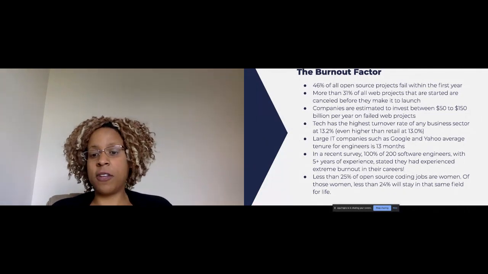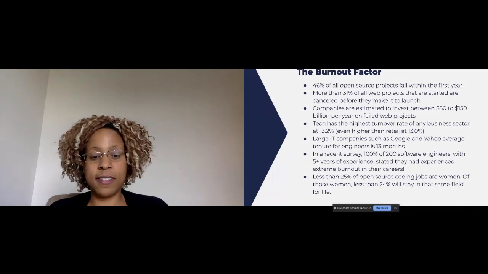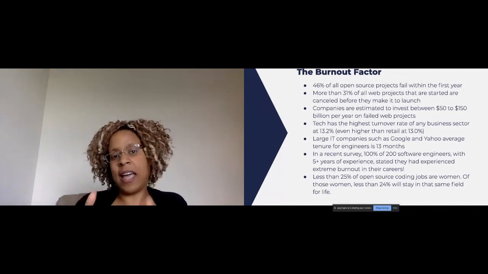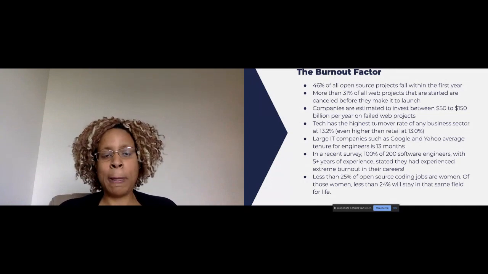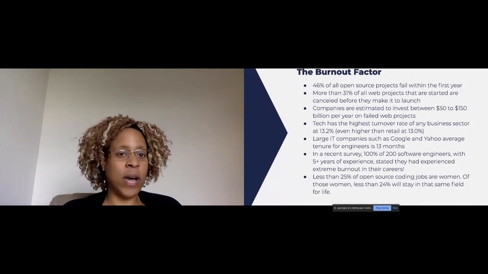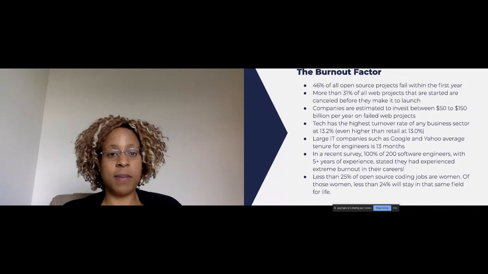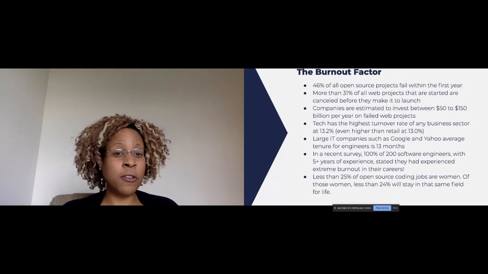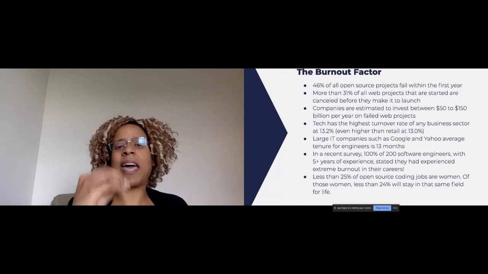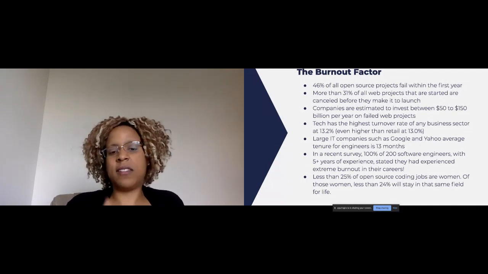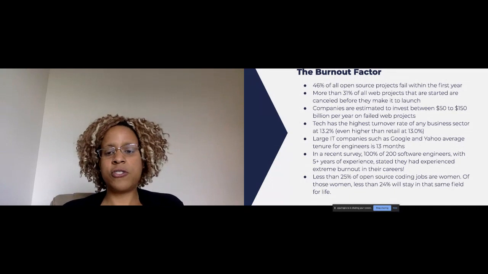Less than 25% of all open source coding jobs are held by women, and of those women, less than 24% will stay in the same field for life. That basically means that less than 7% of our industry is women that will stay in their careers in IT, in open source, for the life of their career. The number one reason given when they were asked what's driving them out of those fields is often the burnout factor. It is often how women feel their male coworkers treat them, often related to social skills. So you guys see how it all comes back to social skills, and that's the number one reason cited. Sort of the talking down effect, and the over-speaking at meetings, talking over women, and that's a real thing in our industry.